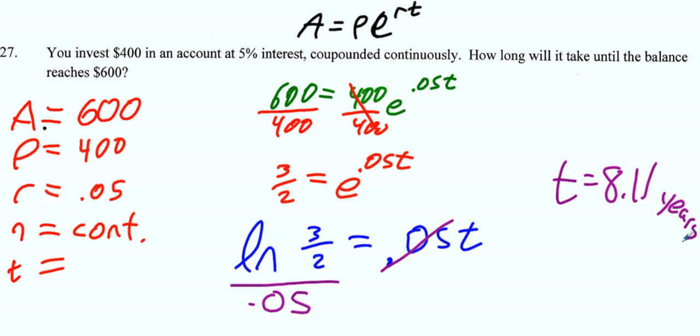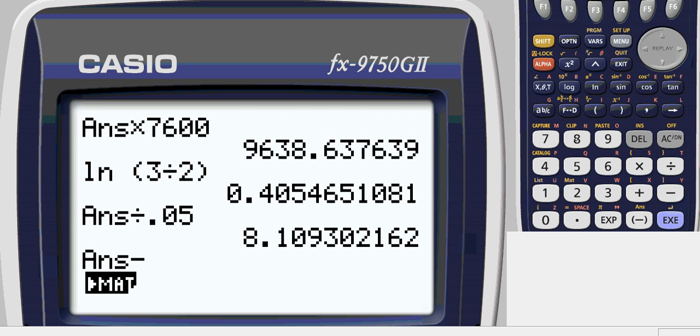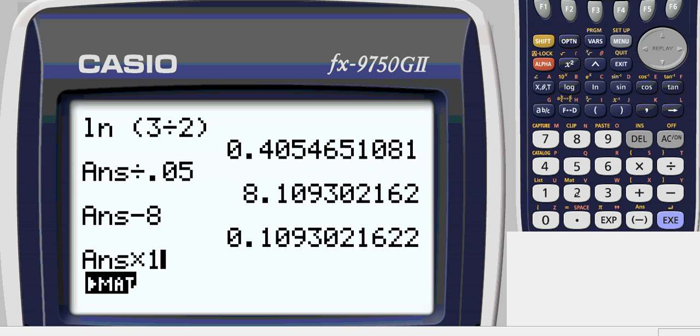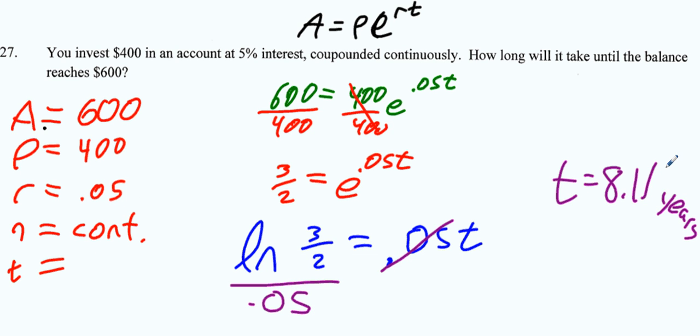If you wanted to convert that to years and months instead of a decimal, it's pretty easy. You subtract the whole number, so subtract 8. So you're just left with the decimal. And then multiply by 12, because there's 12 months in a year. And you get 1.3 months, so a little bit over a month. If you had to, but on this test, I think everything's written as a decimal.